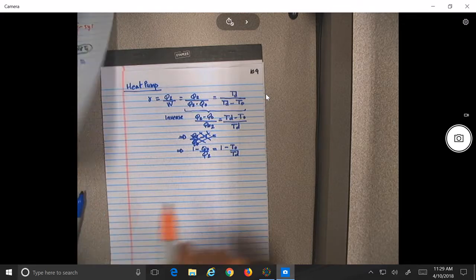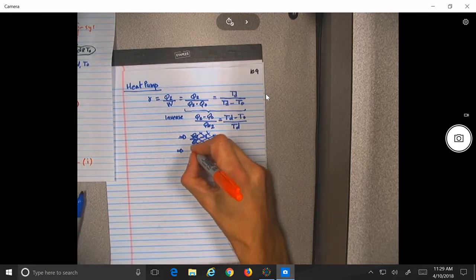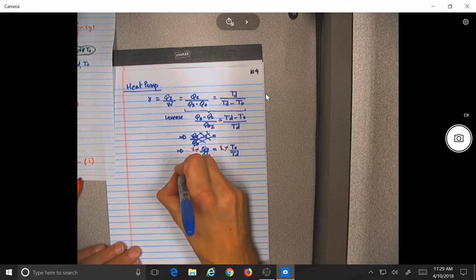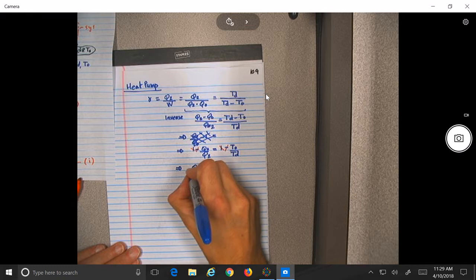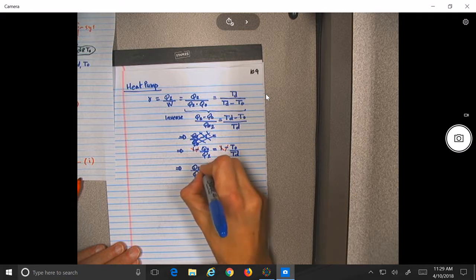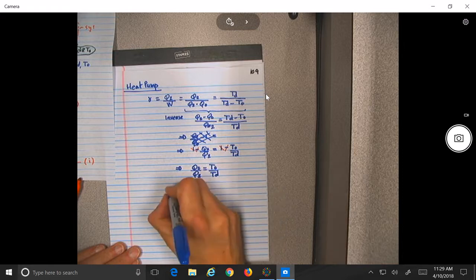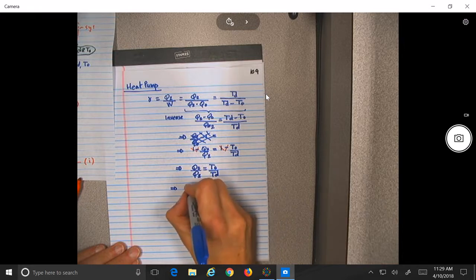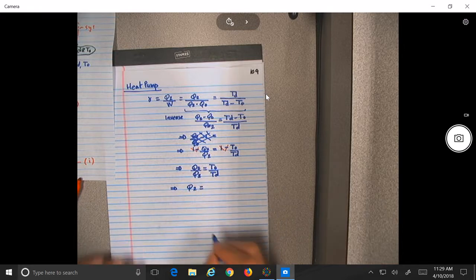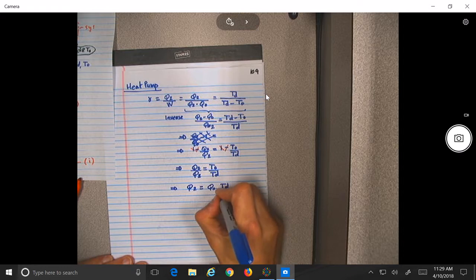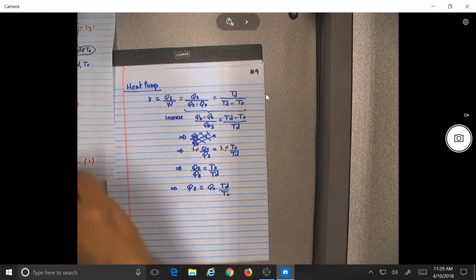So now can cancel the minus sign, the 1, so that we have Q naught over Q2 equals to T naught over T sub D, and from here we can get that Q sub 2 will be equal to what? Q naught TD over T0.